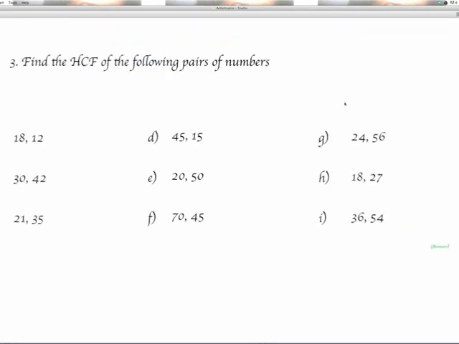Okay, so you're going to find the highest common factor for the following pairs of numbers. You're going to use your factor trees, and then you're going to find the common factors in both of those numbers. So here are the answers.